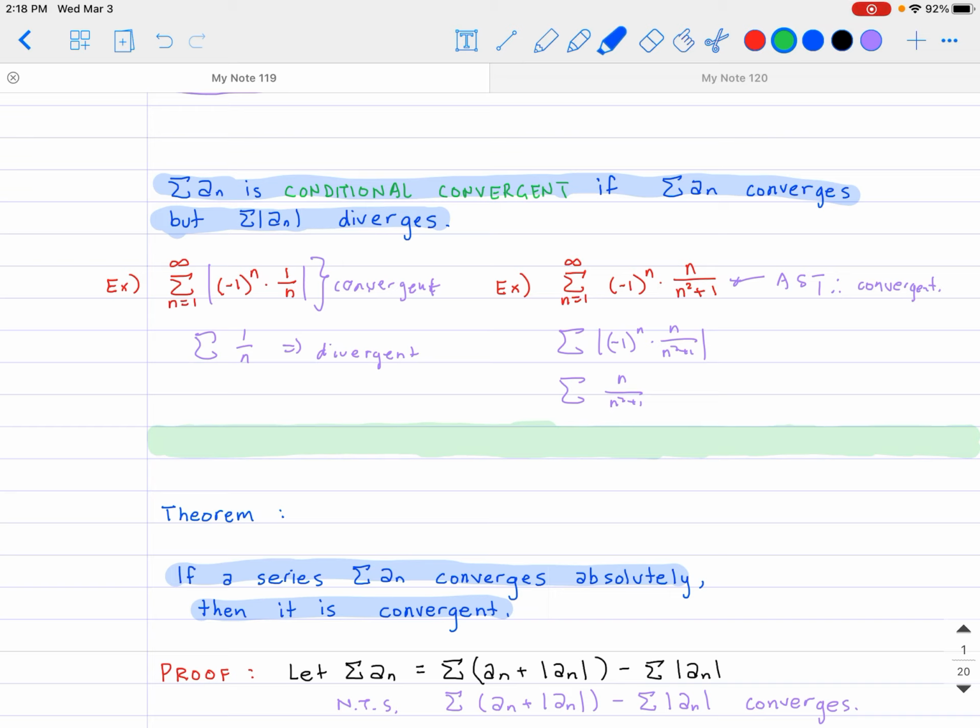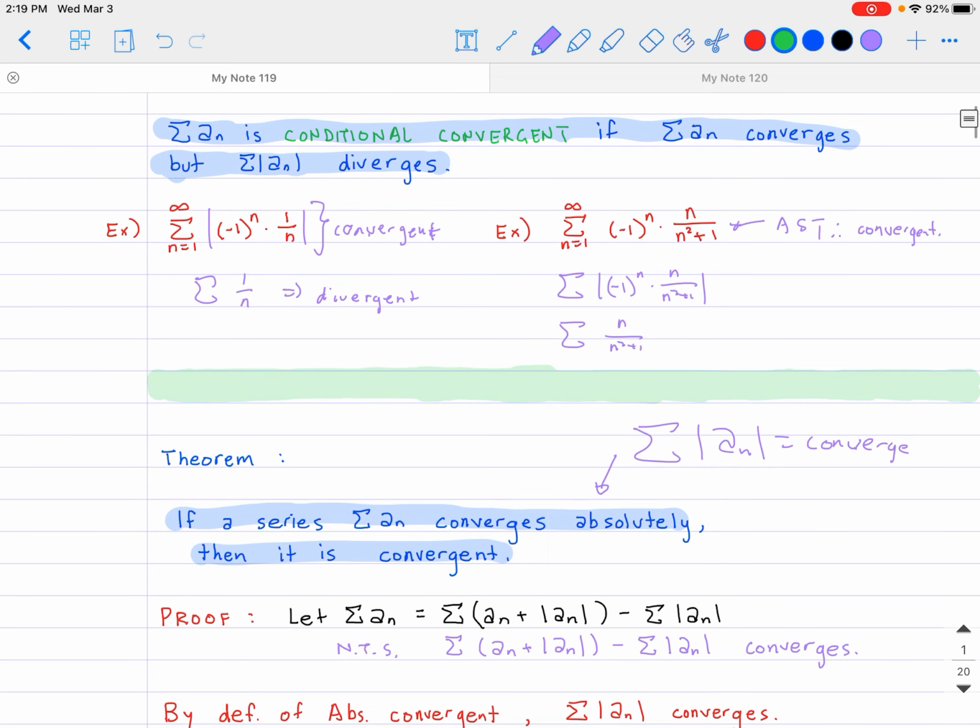Okay, so if you have a series that is absolutely convergent, then that is going to mean that the series itself is convergent. So remember, when a series is absolutely convergent, it means that the summation of the absolute value of a of n is convergent. That is what the definition means. It doesn't necessarily mean that the series itself is going to be convergent then. So that is what we're trying to prove right here.